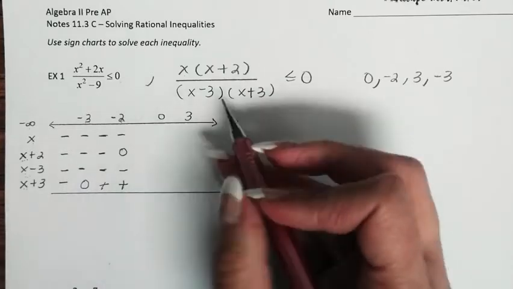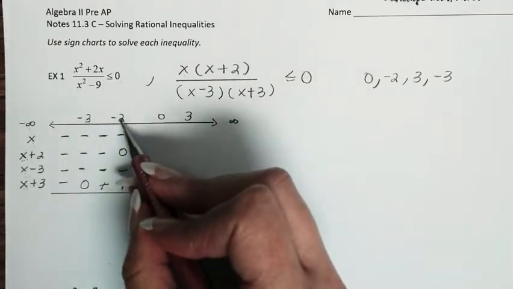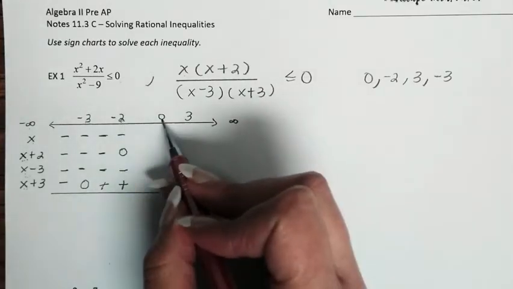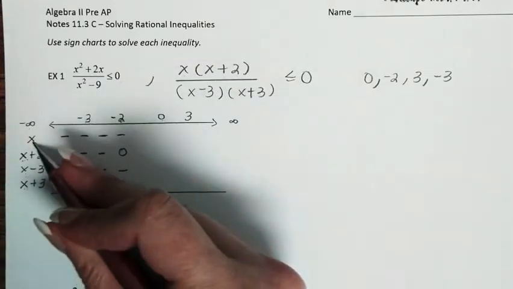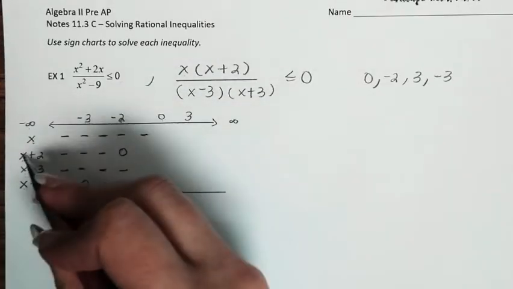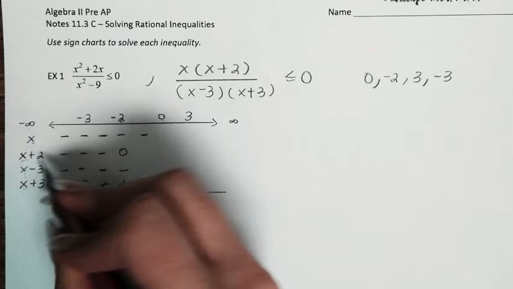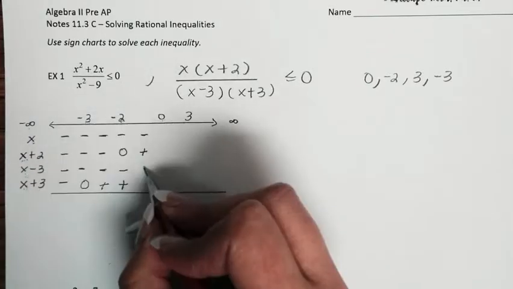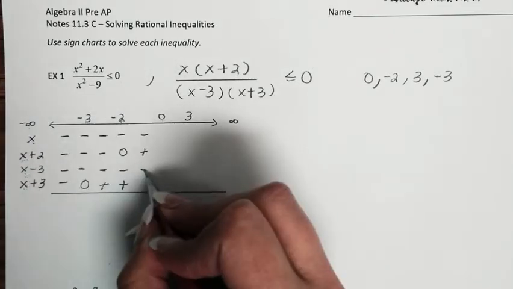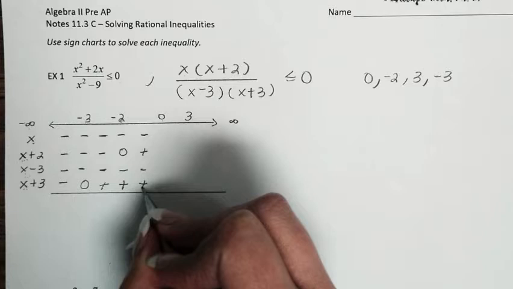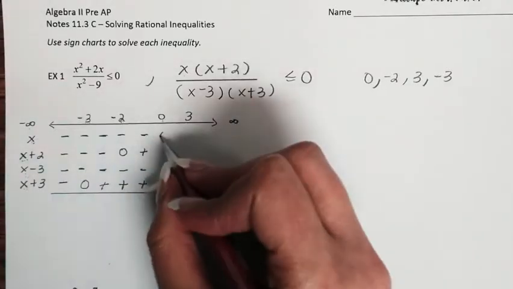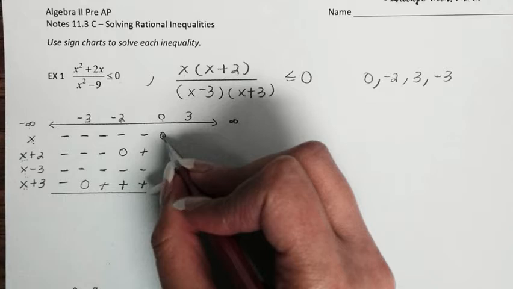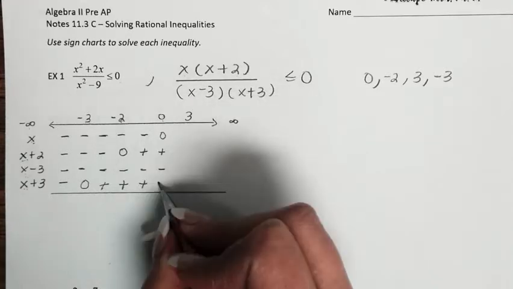Okay, after that, I'm going to plug in a number between negative 2 and 0. Obviously, I'm going to plug in negative 1. So if I plug in negative 1 here, you know that that number is negative. Here, that's going to be positive. Here, it's going to be negative. Here, it's going to be positive. Are we okay with that? So after that, I'm going to plug in 0. If you plug 0 here, that's going to be 0. There, that's going to be positive. Here it is going to be negative. And here, that's going to be positive.